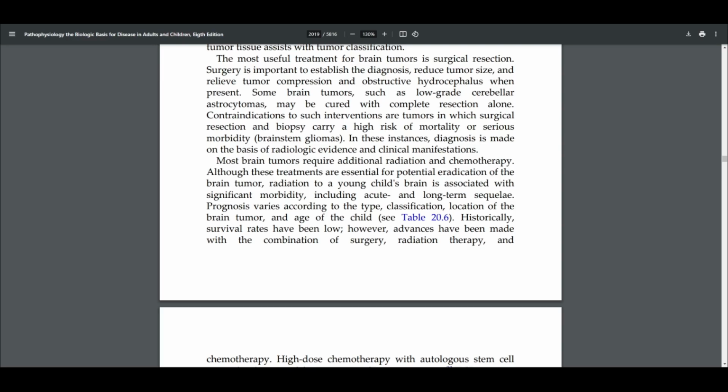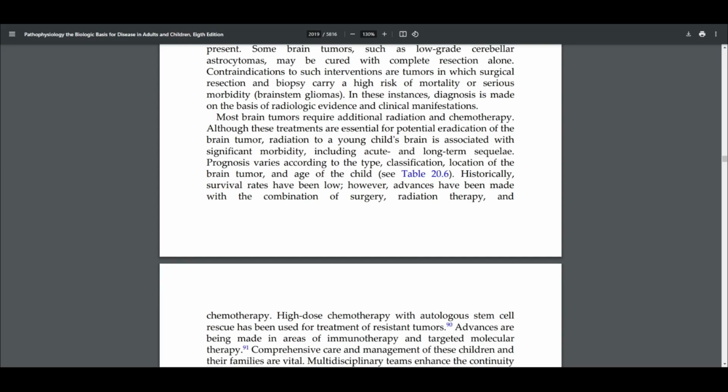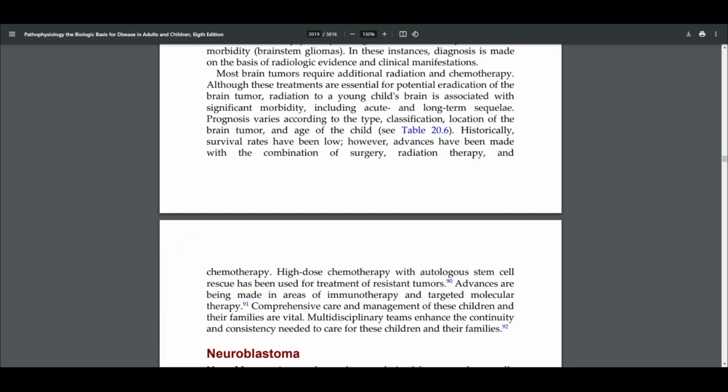Contraindications to such interventions are tumors in which surgical resection and biopsy carry a high risk of mortality or serious morbidity. In these instances, diagnosis is made on the basis of radiologic evidence and clinical manifestations. Most brain tumors require additional radiation and chemotherapy.